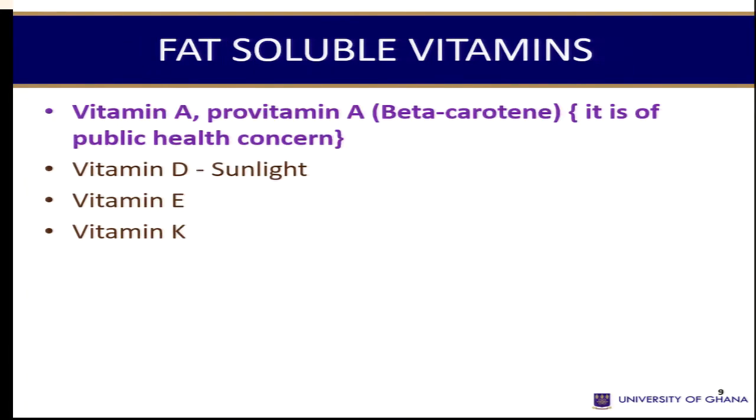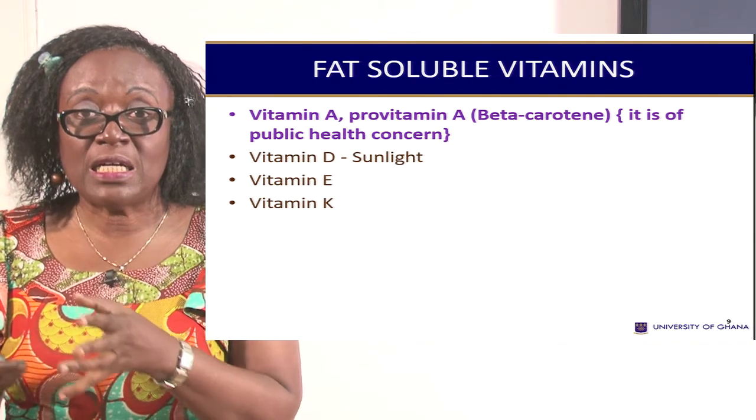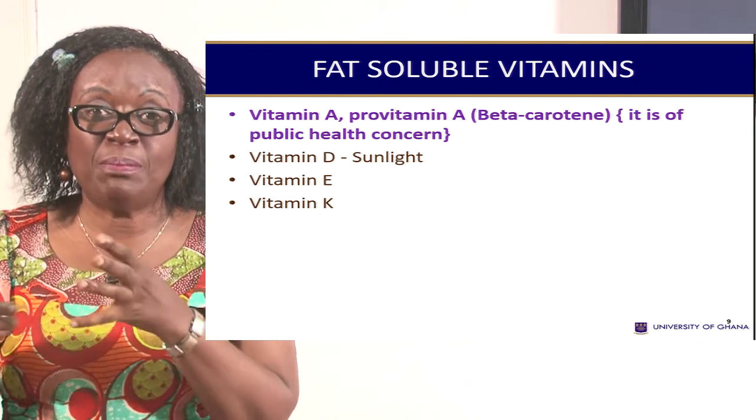And then when we talk of the fat-soluble vitamins, we have vitamin A, D, E, and K. ADEK, for short, easy to remember. But the one of global health significance is vitamin A. Vitamin A exists in different forms: retinol, retinoic acid, and retinaldehyde. These are all from animal sources. But beta-carotene or carotenoids are the plant source form.